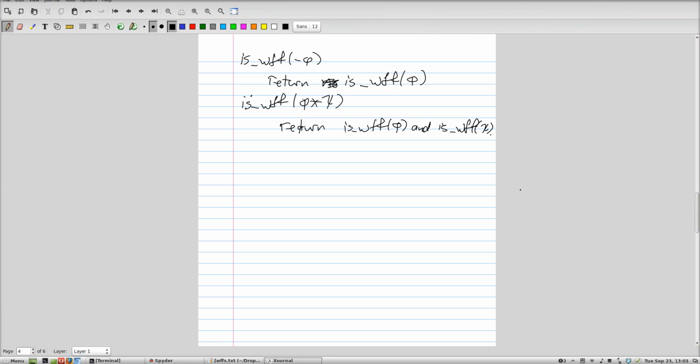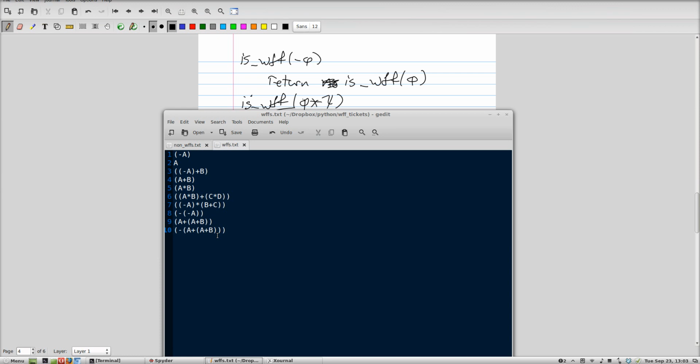So this is what I mean by recursive. You know, this is actually going to have to be something that is an actual legitimate string in ASCII, and I have some examples here. So these are all well-formed formulas.